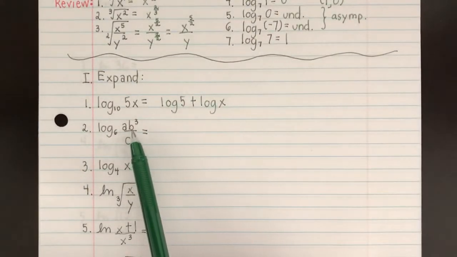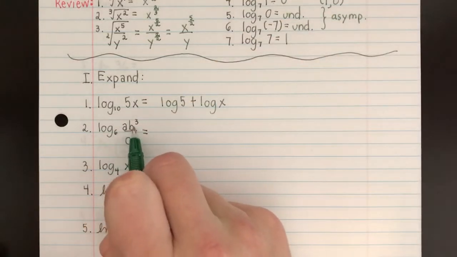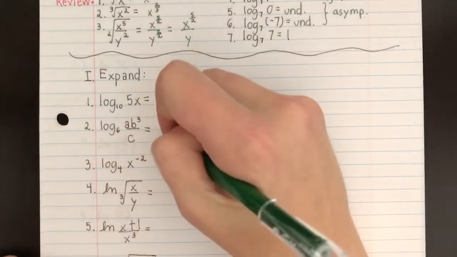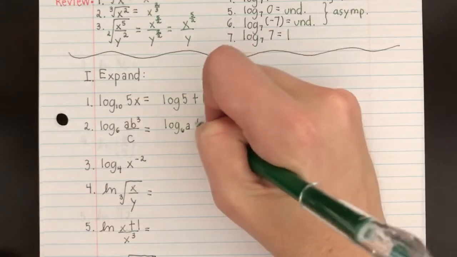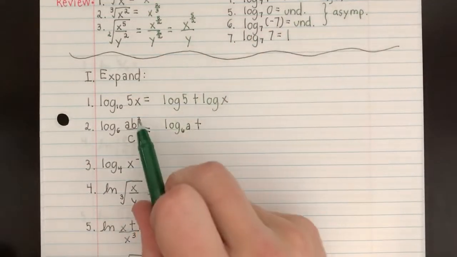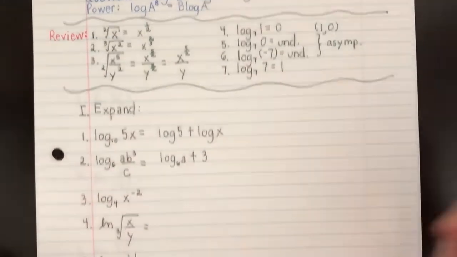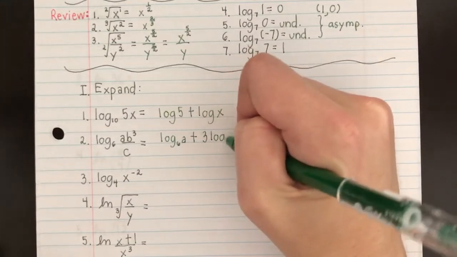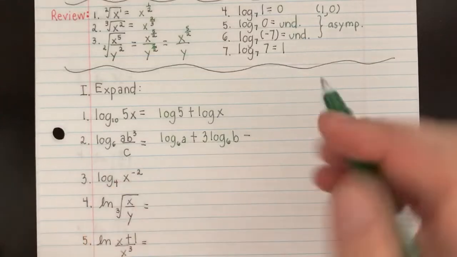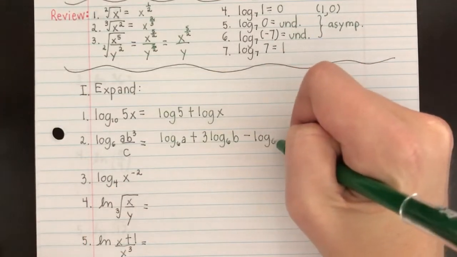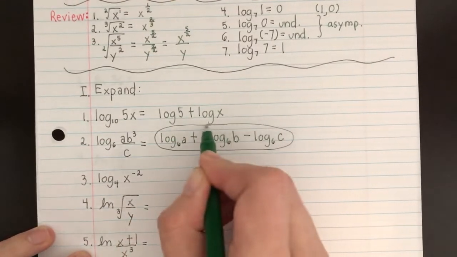Now here I will use my product, my power, and my quotient property. I'm going to give each of the a, the b, and the c their own log base 6. So this would expand to log base 6 of a plus, that exponent of 3 only goes to the b and it goes out in front using the power rule, 3 log base 6 of b, and then minus, because the c is in the denominator, log base 6 of c. These are my final answers on these.